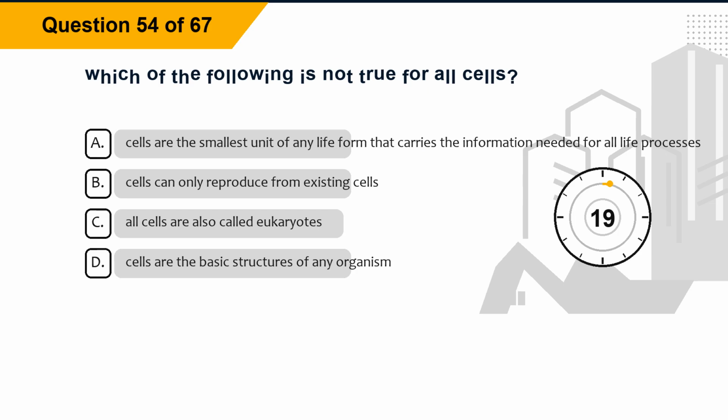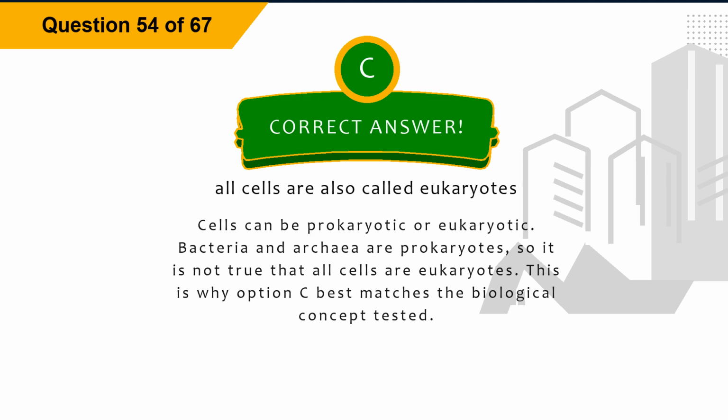Question 54. Which of the following is not true for all cells? Option A. Cells are the smallest unit of any life form that carries the information needed for all life processes. Option B. Cells can only reproduce from existing cells. Option C. All cells are also called eukaryotes. Option D. Cells are the basic structures of any organism. The correct answer is option C. All cells are also called eukaryotes. Explanation. Cells can be prokaryotic or eukaryotic. Bacteria and archaea are prokaryotes, so it is not true that all cells are eukaryotes. This is why option C best matches the biological concept tested.